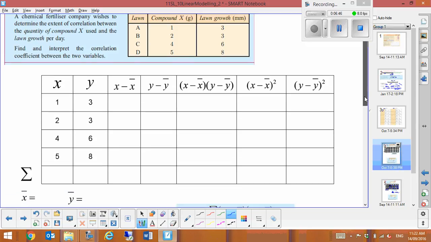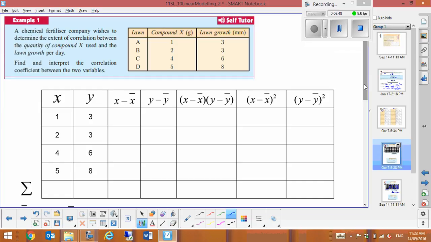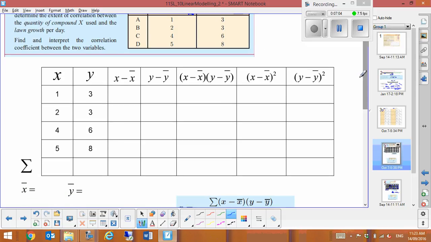So let's do one calculation just so we can practice using that formula and be familiar with the sigma notation. So here we've got some fertilizer that we're looking at and the amount that the lawn is growing each day. So the fertilizer is measured in grams. That's one of our variables. The lawn growth in millimetres is our other variable. So I'll put the data into the table.